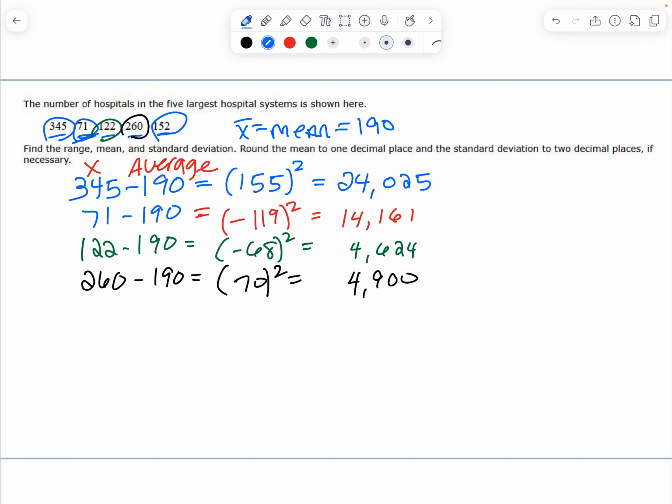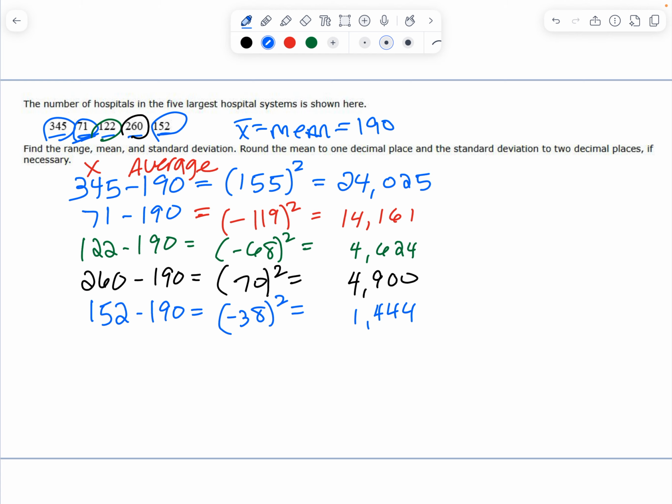Last data point, 152, is below average. So we're going to end up with a negative 38. And if we square that, we should get 1,444.